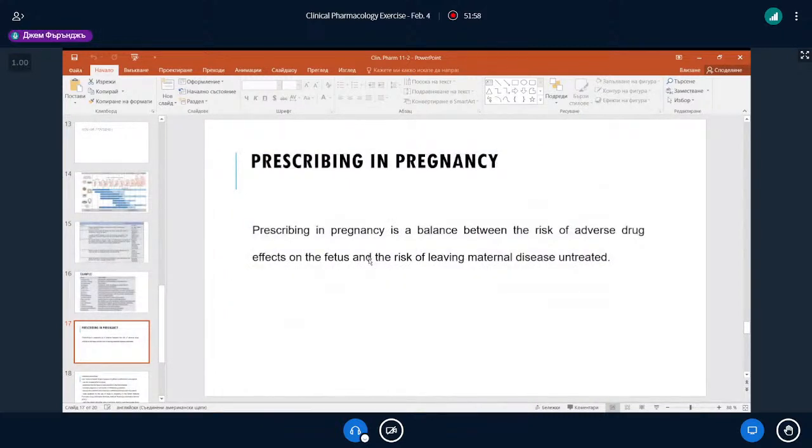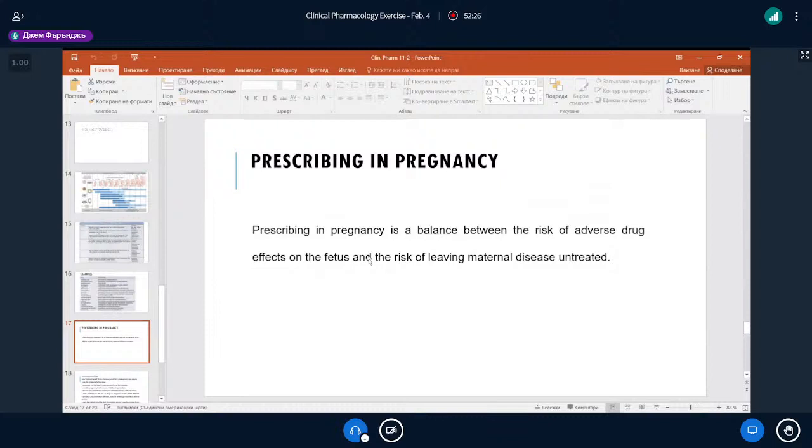Again, prescribing in pregnancy should be a balance between the risk of adverse drug effects on the fetus and the risk of leaving maternal disease untreated. So this balance should be kept, and you should really be careful. You can always check drug information, whether it's safe in pregnancy, but ask yourself first the question, does the patient really need this drug?